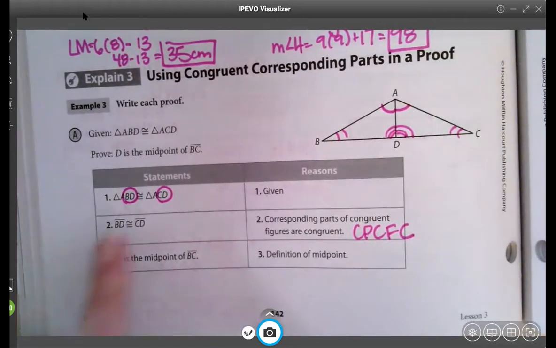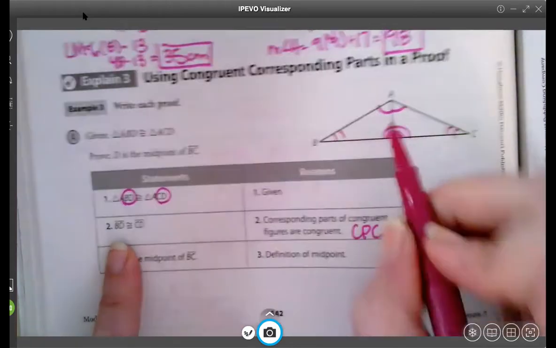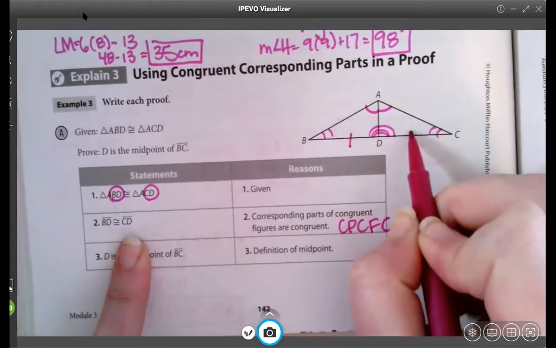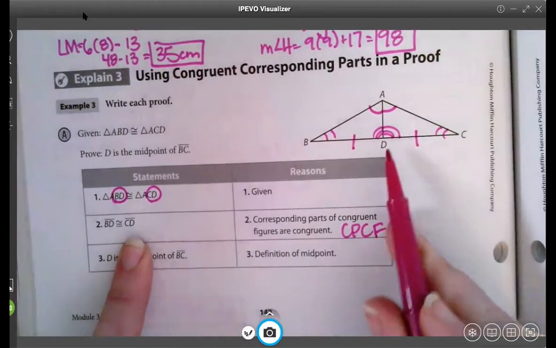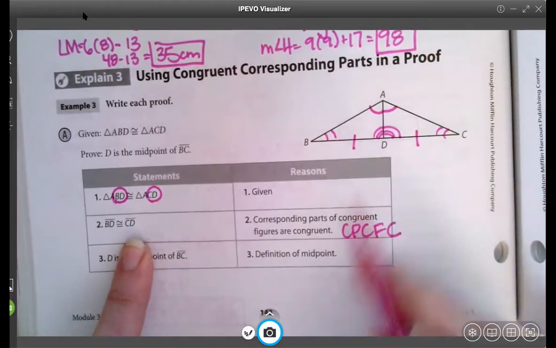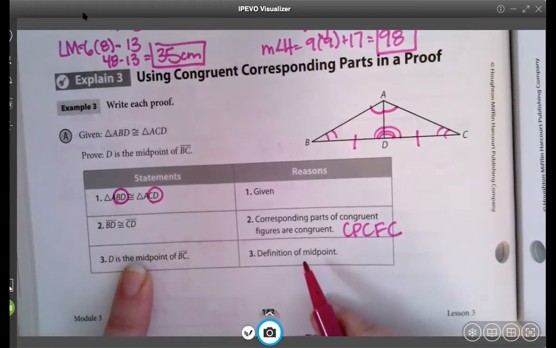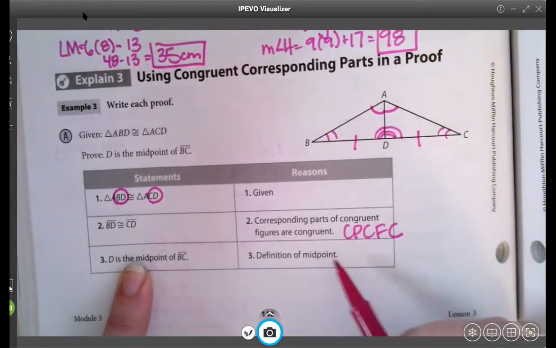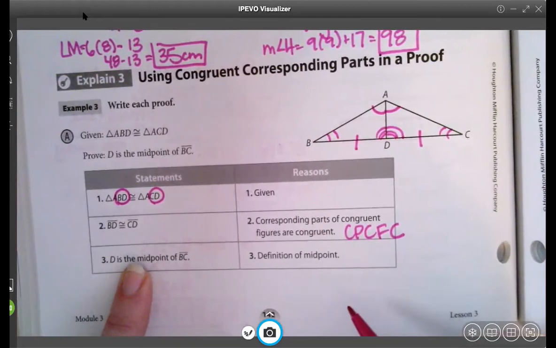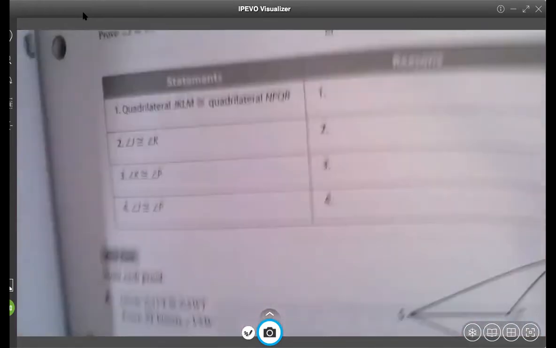And so once you have BD and CD being congruent, and you've got D right there in the middle, that's just the definition of midpoint. You've got two equal amounts on either side of D. That's what a midpoint is. So that's why they have definition of midpoint there. Let's look at the next one.